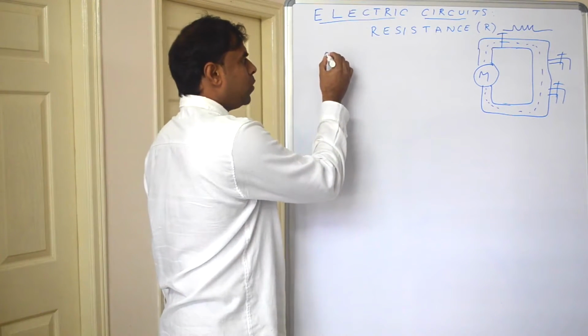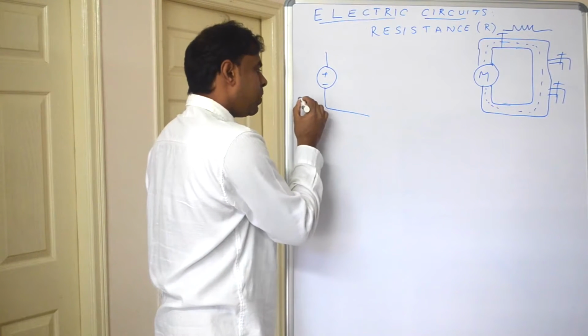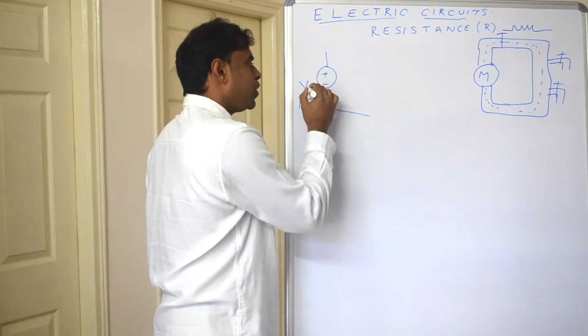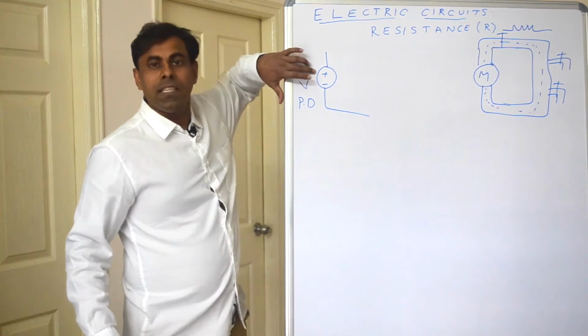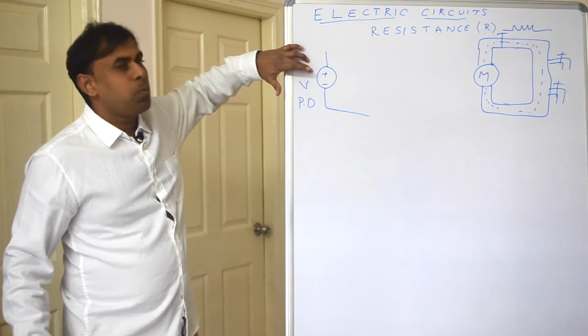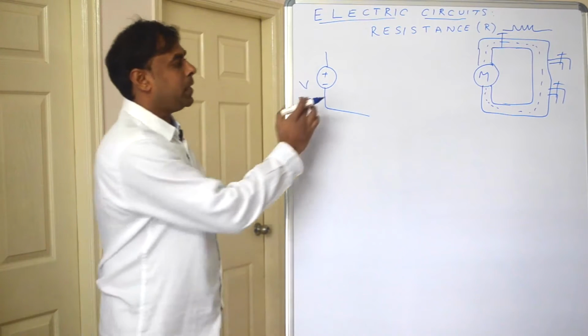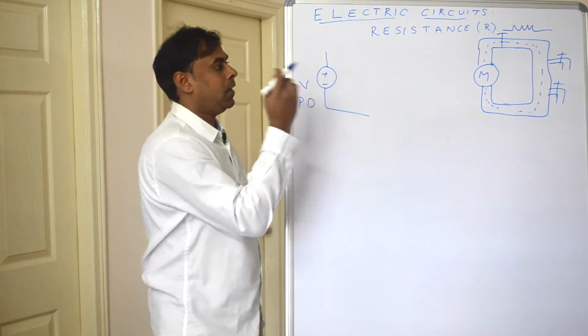Similarly, if you see an electric circuit, there will be a driving force, which is denoted by symbol V, which is known as the potential difference. Here it contains two terminals. One terminal is positive, another is negative. That means one terminal is at positive potential with respect to the other terminal. That means the negative terminal contains more electrons compared to the positive terminal.